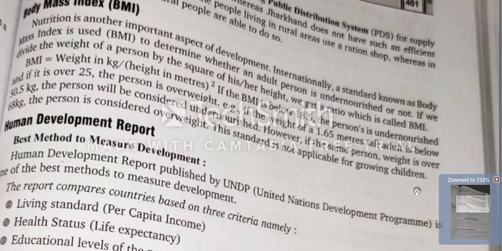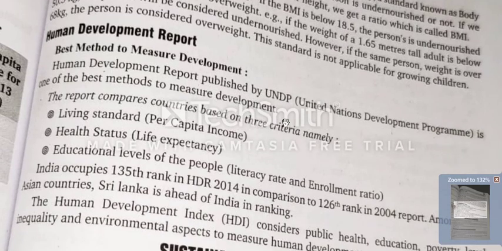This standard is not applicable for growing children. Okay, this standard is not used for growing children. It's only used for adults. Now we will see another point, the Human Development Report, HDR. The best method to measure development is the Human Development Report published by UNDP. What is the full form of UNDP? United Nations Development Program. The report published by the UNDP is one of the best methods to measure development.